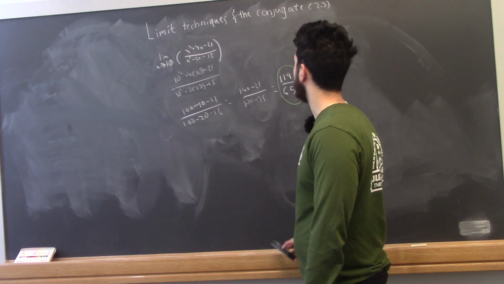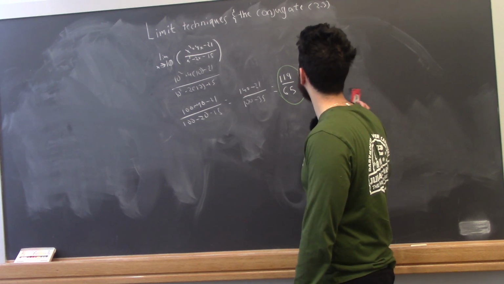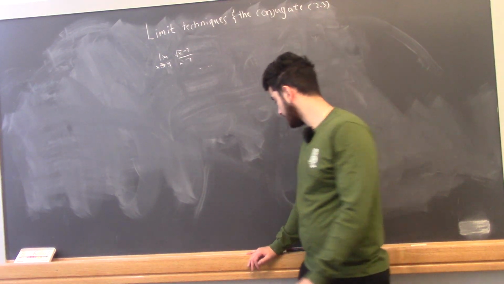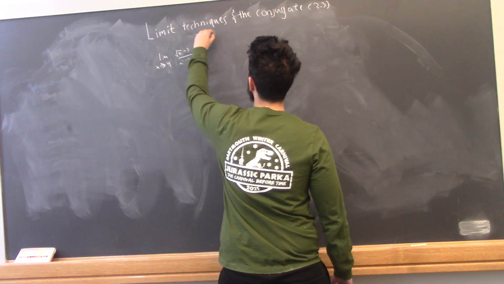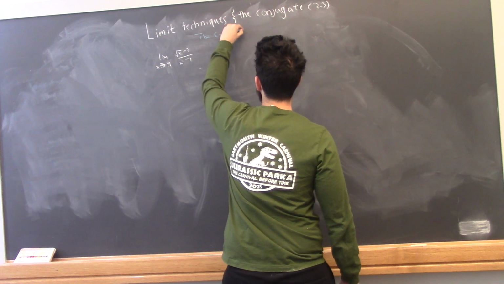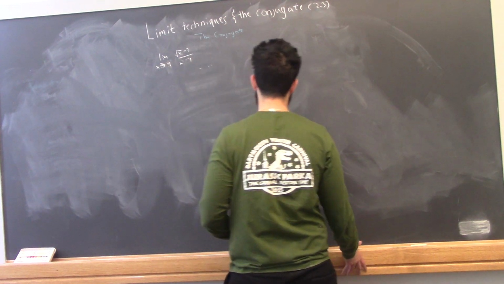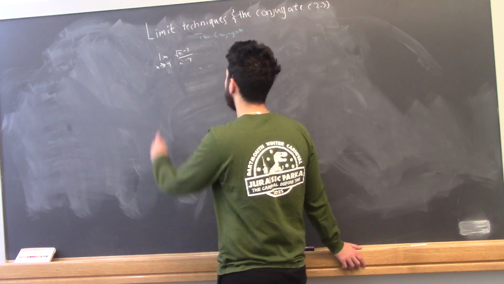All right, now with that out the way, let's go to something most likely brand new for you called the conjugate. This is our first example using the conjugate. The conjugate comes into play when you have a radical like this. So, as always, let's just plug it in, see what happens.